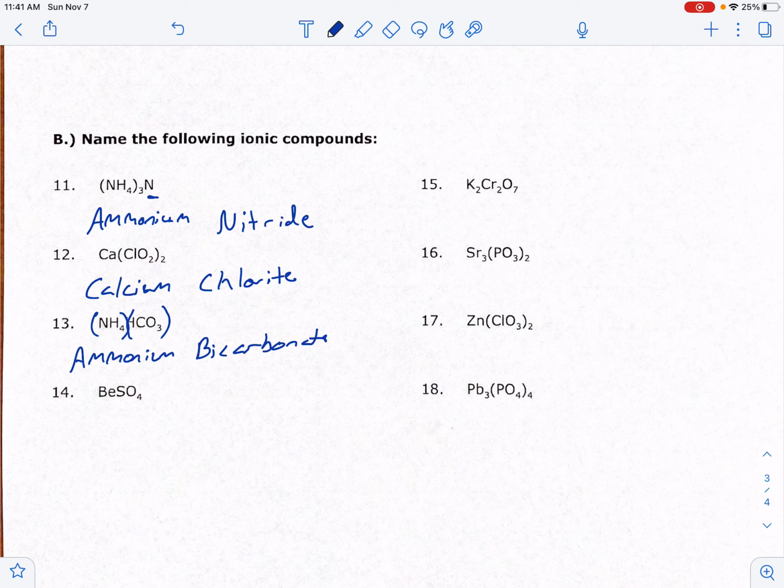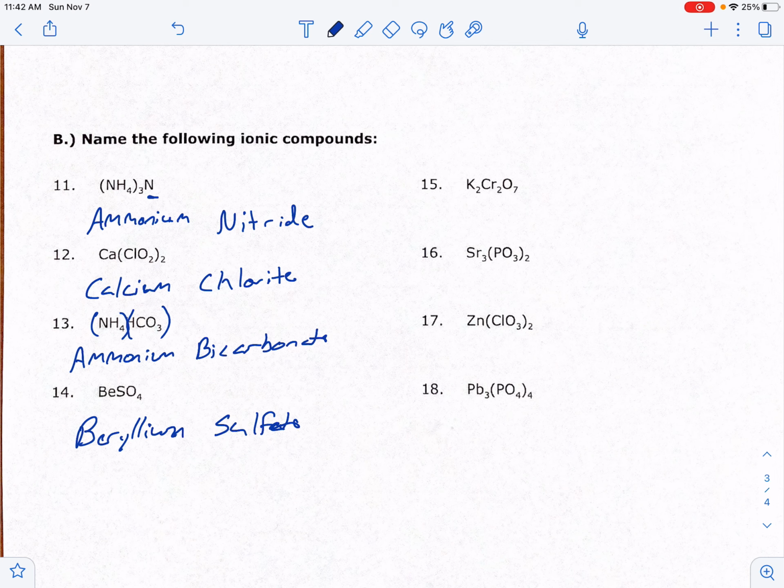Okay, BeSO4, so Be is beryllium. And then SO4 is sulfate. Okay, so beryllium is not a transition metal, so I do not need a Roman numeral. So let's jump over one where we do. So we're going to do number 18.